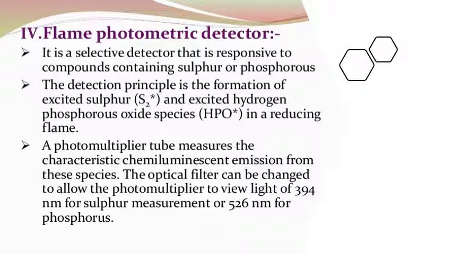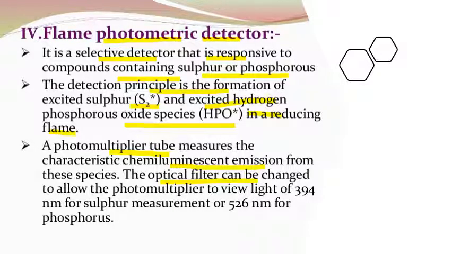The next detector is FPD, that is flame photometric detector. It is a highly selective detector which is responsive only to compounds containing sulfur or phosphorus. The detection principle of this detector is the formation of excited sulfur and excited hydrogen phosphorus oxide species in a reducing flame, which is detected by a photomultiplier tube which measures the chemiluminescent emission.